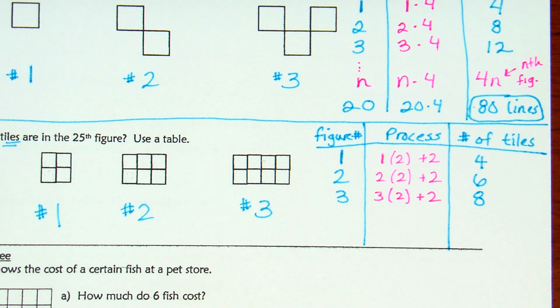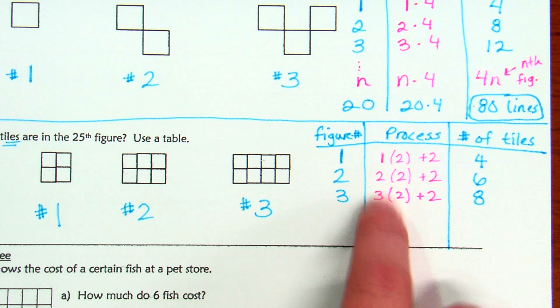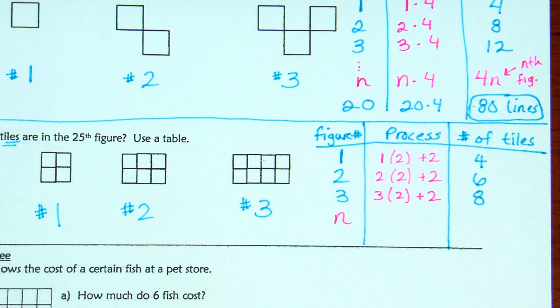I will say, though, the fact that these are increasing by 2, was that a definite that we need a +2 in here somewhere? Yes. Okay, that is, and then from there, he figured out he had to multiply by 2 to make it work. Okay, so what if I say, how many tiles are in the nth figure? What are you going to have to do? Okay, so we're going to take n times 2 and add 2.